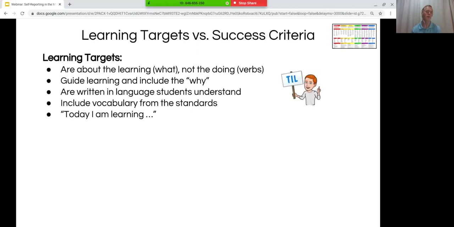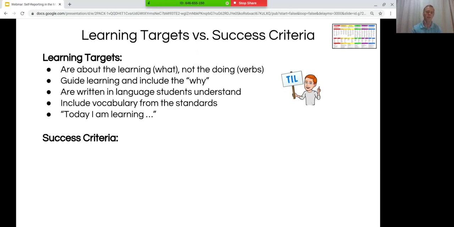And we've been using the phrase, today I'm learning. Now that we've switched to this online learning platform, we're doing math in a week chunk. So we release math content on a Monday and the kids do that for the entire week. So now we've changed that verbiage to, this week I'm learning, but it's just an easy way to start those.